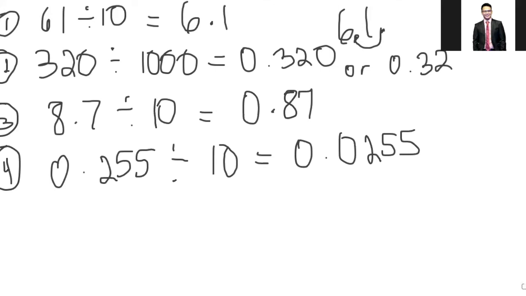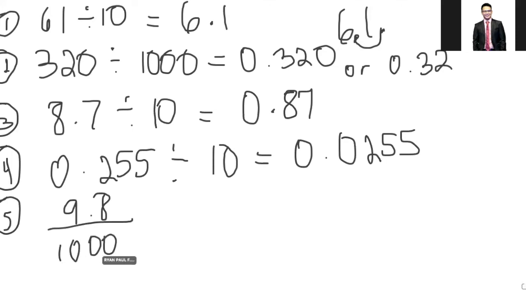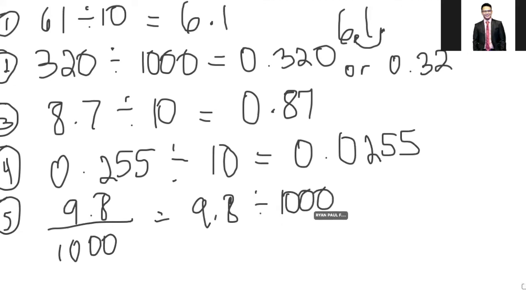Let's have our next example. What if we have 9.8 over 1,000? Remember that fractions like this are also associated to division. So this can be written as 9.8 divided by 1,000. Therefore, our answer is just 0.0098.